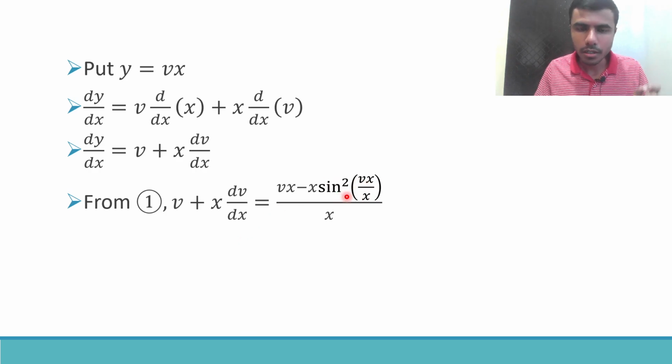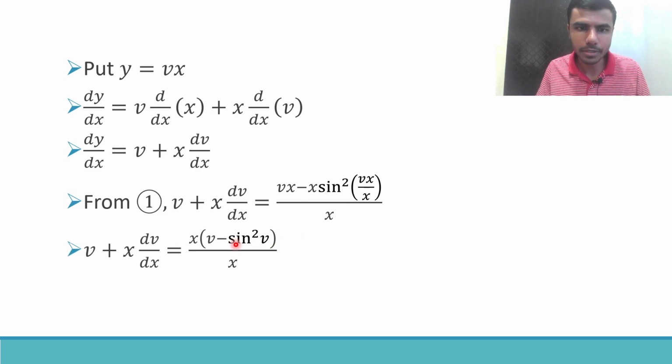All good. Now if you see here, I have vx minus x sine square v. This becomes sine square v, as I just told. In these two terms there is x. I can take x common. If I were to do that, I'd be getting something like this: x into v minus sine square v. Right? Now x and x would get cancelled. Ultimately I'm left out with this.